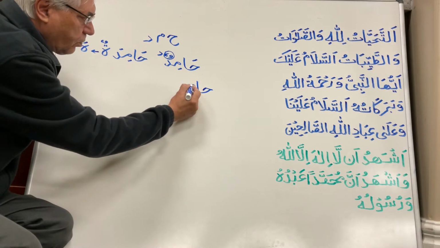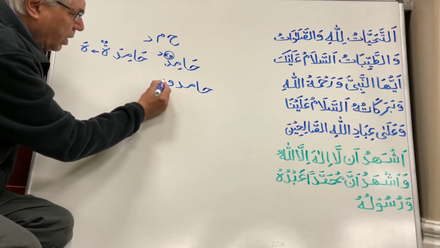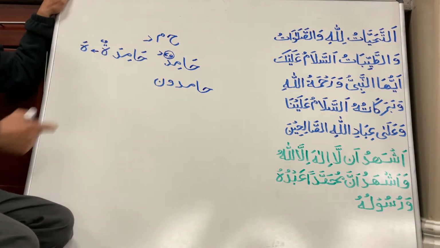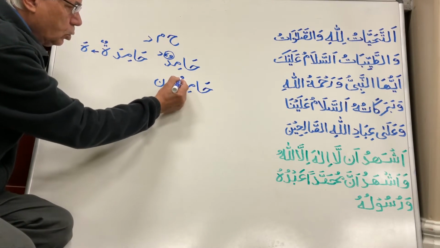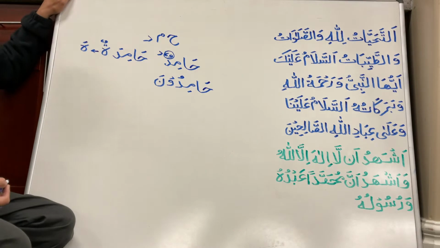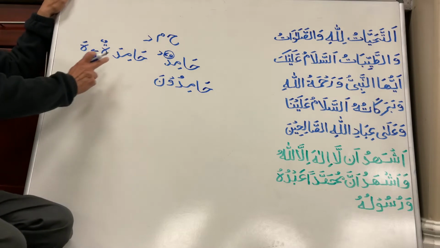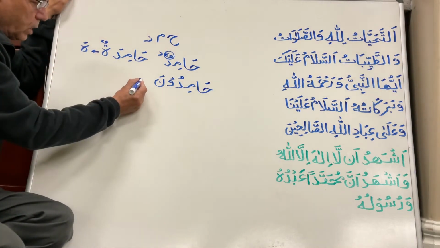We just follow this, except that we add a vav and a noon at the end. Noon is actually the sound of this tanween anyway. So hamiduna. Hamiduna means many males who are doing the hamd. How do we make the plural of the feminine word? This is the way the plural is made.